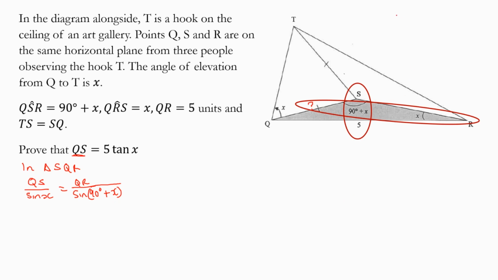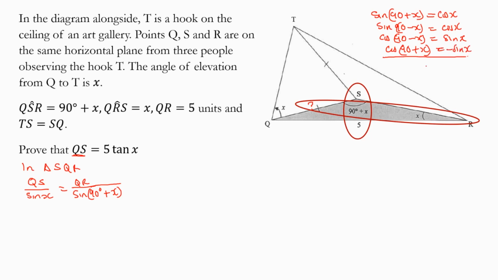Let me just write them here. Sine 90 plus X is equal to cos X. Just know that sine 90 minus X is equal to cos X. And then cos 90 minus X is equal to sine X. And then cos 90 plus X is equal to negative sine X. Just remember, this is the only thing that will give you negative, okay? Right, remember those. So this is cos X here.